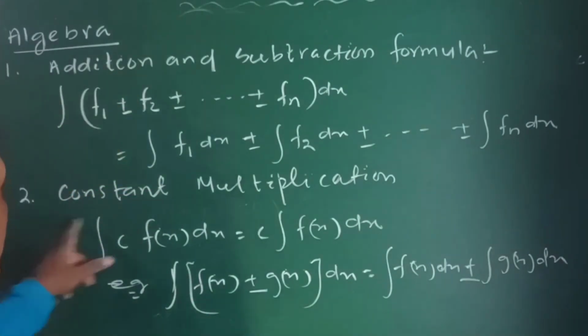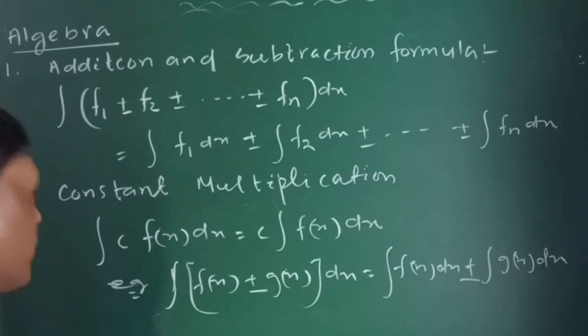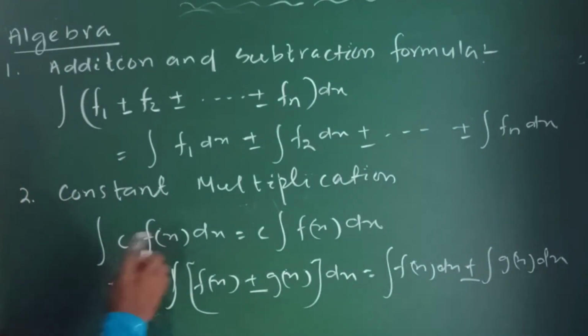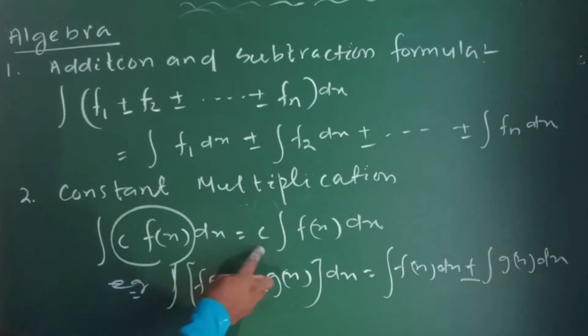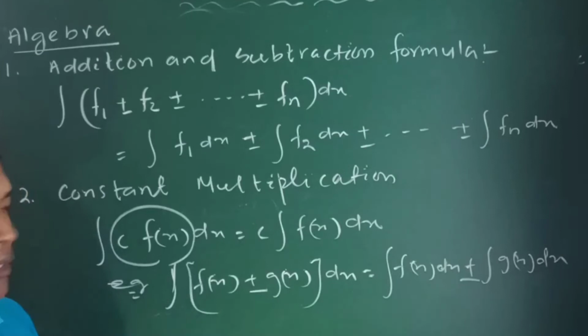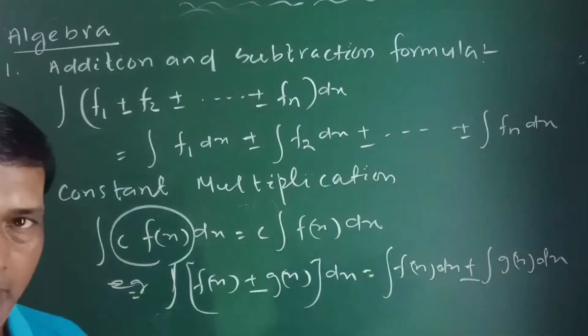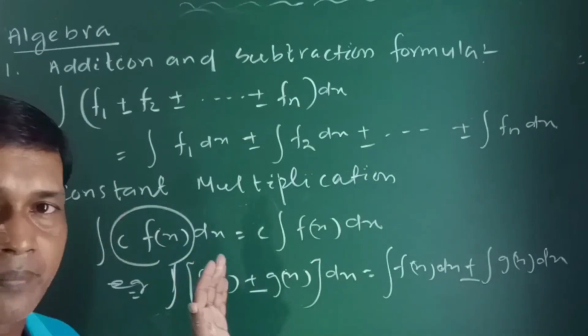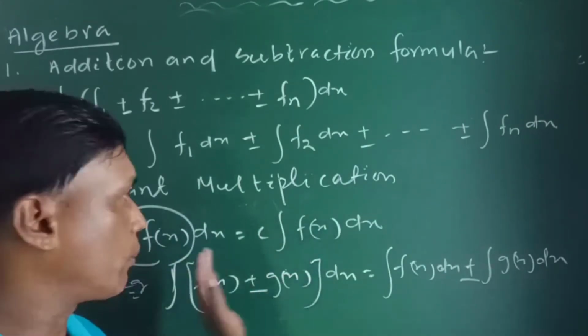And second is the constant multiplication. Constant multiplication means, like derivative, when a constant is multiplied with a function, the integration of a constant into a function is equal to constant into integration of that function. If any constant is multiplied with a function, then you can take it outside of the integration. See, this remains constant throughout the process.